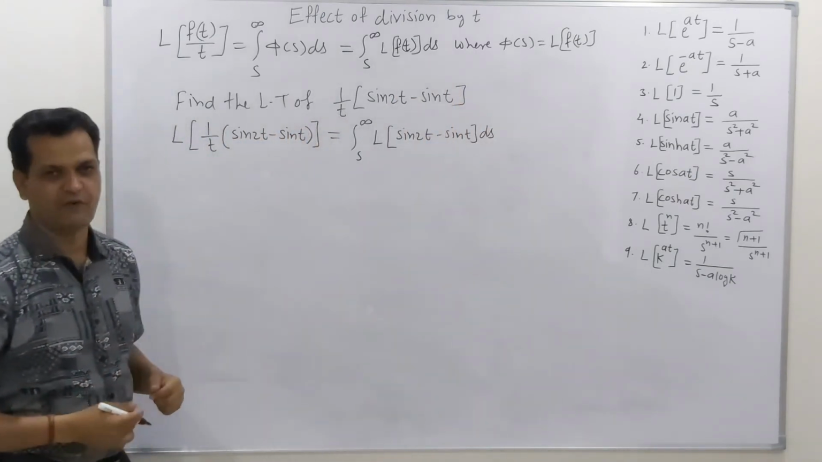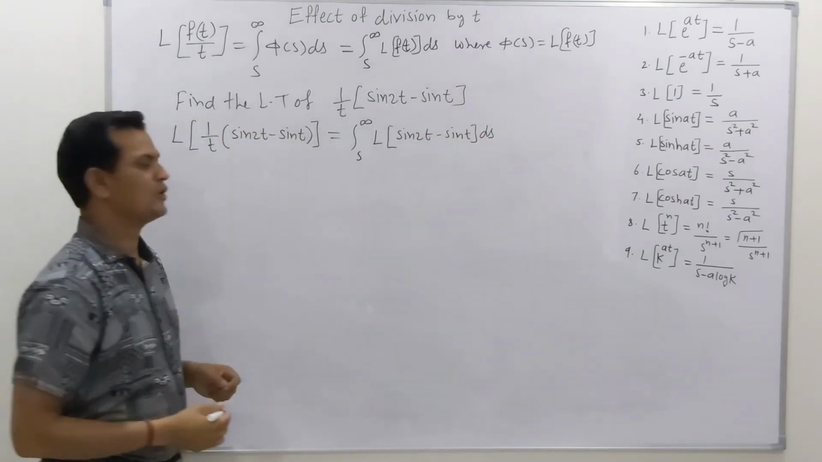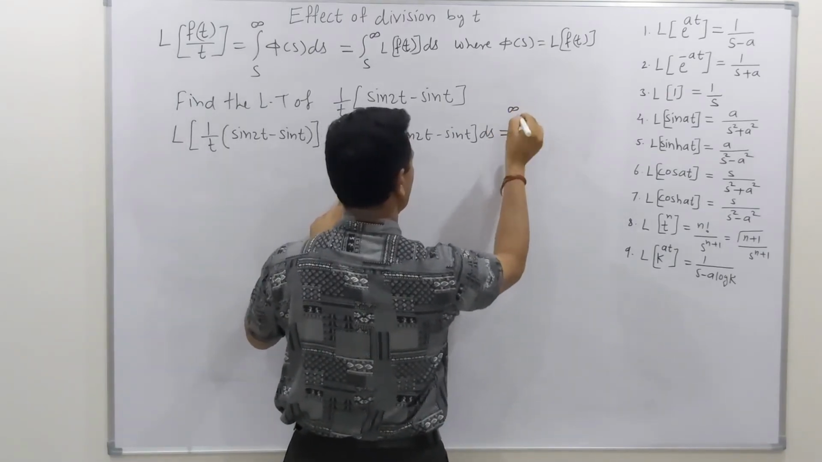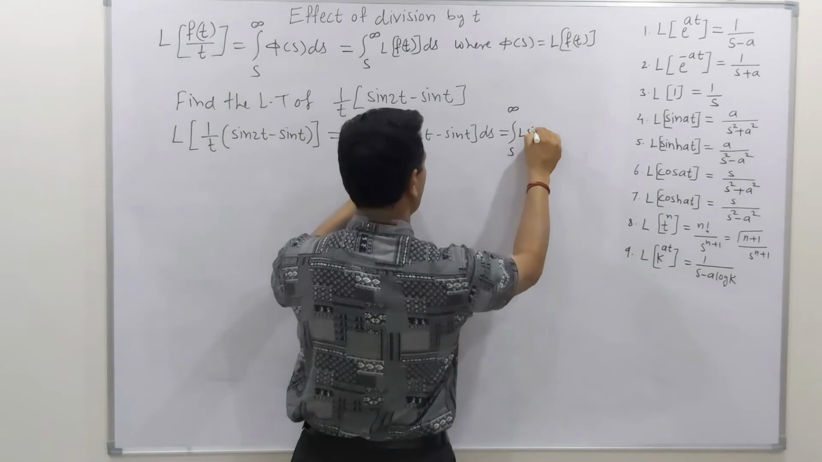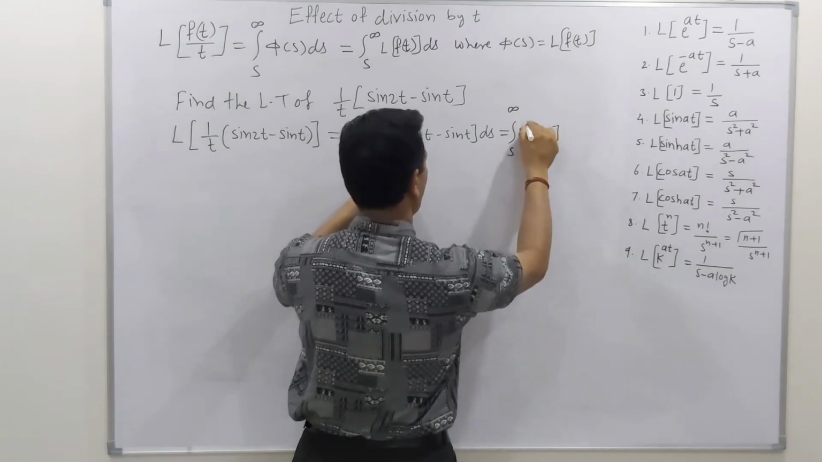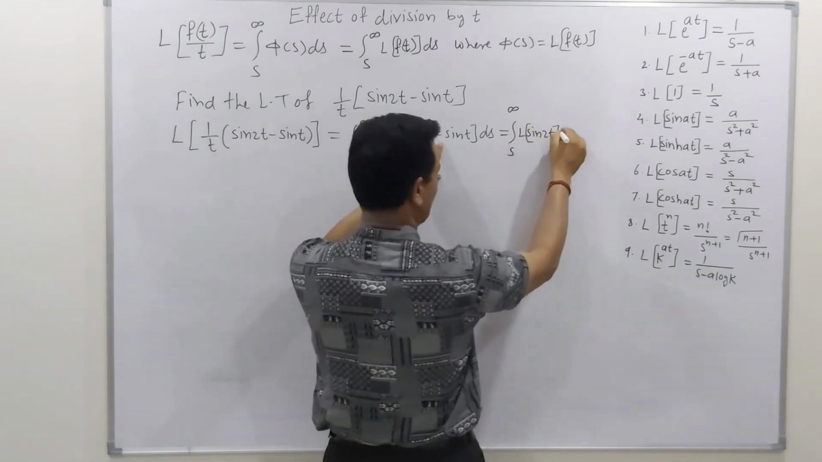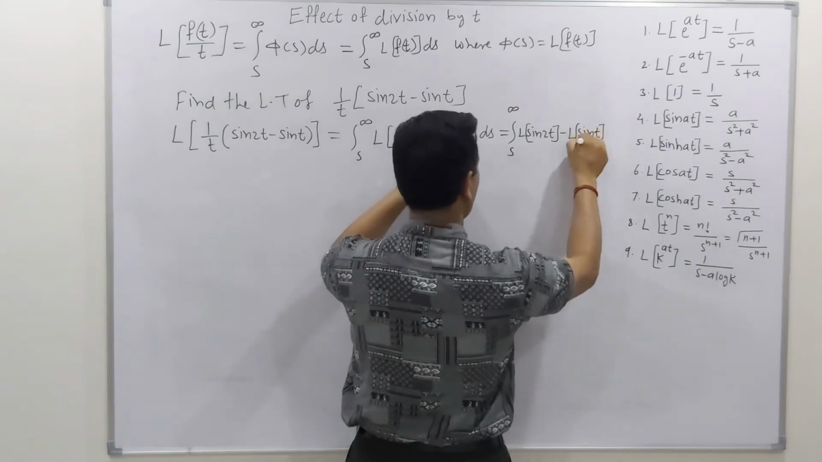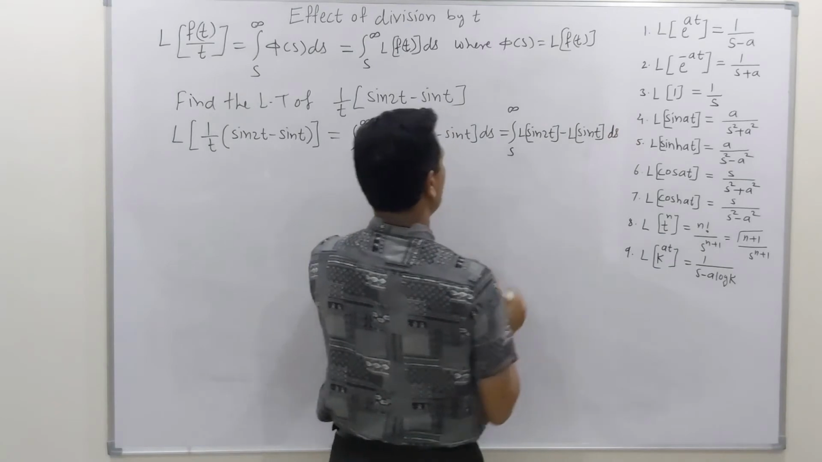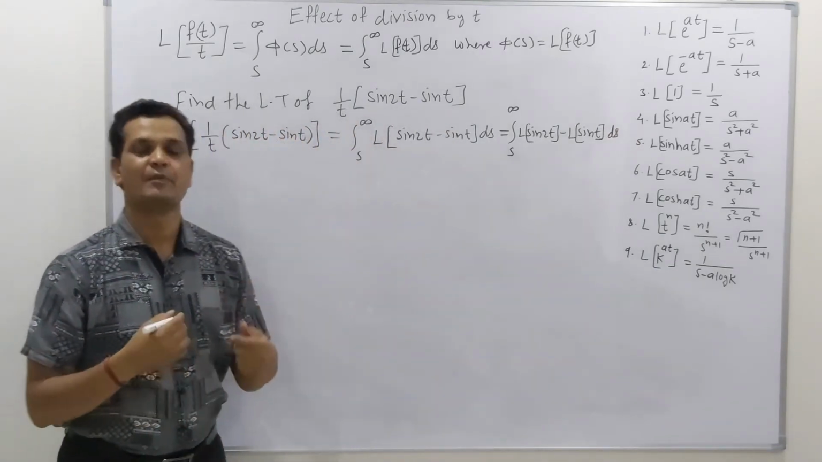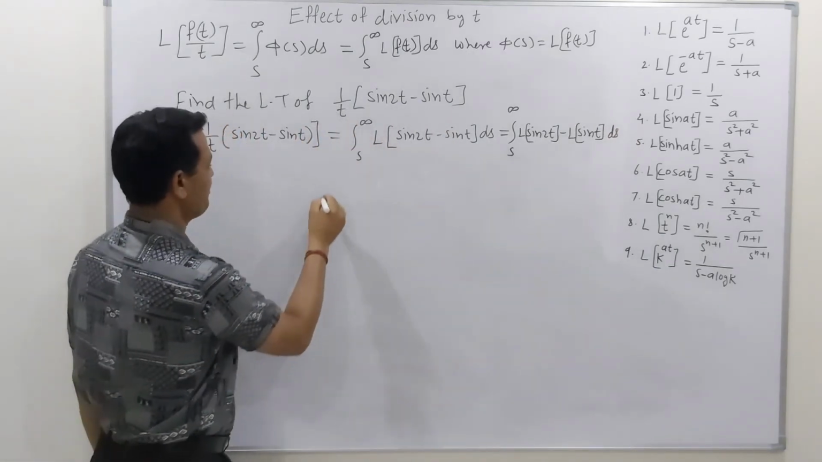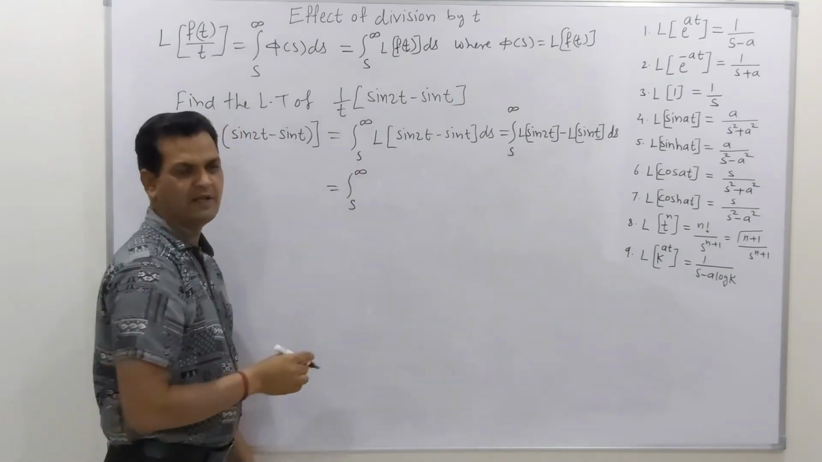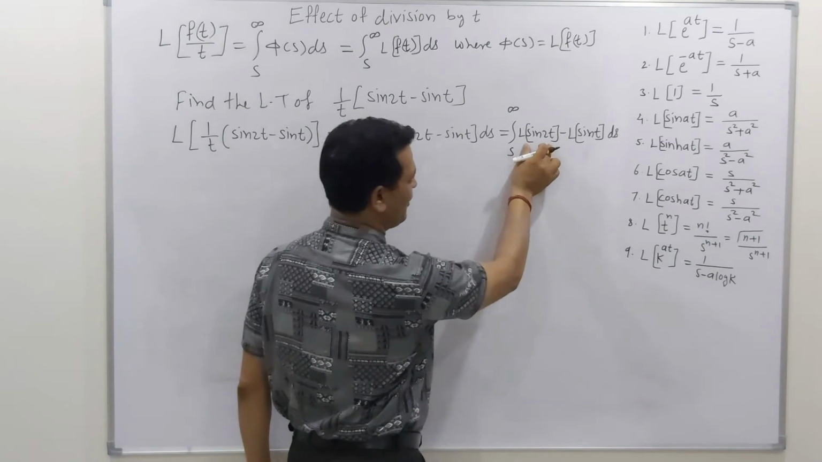So this is because of the effect of division by t property of the Laplace transformation. Moreover, we can write this as the integration from s to infinity of the Laplace transformation of sine of 2t, first term, middle sign is minus, again the Laplace transformation of sine of t, ds. So this is because of the linearity property of the Laplace transformation.